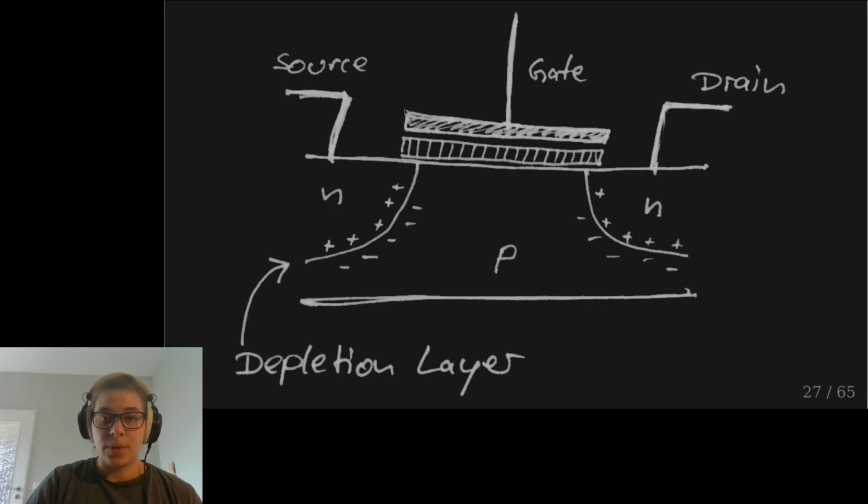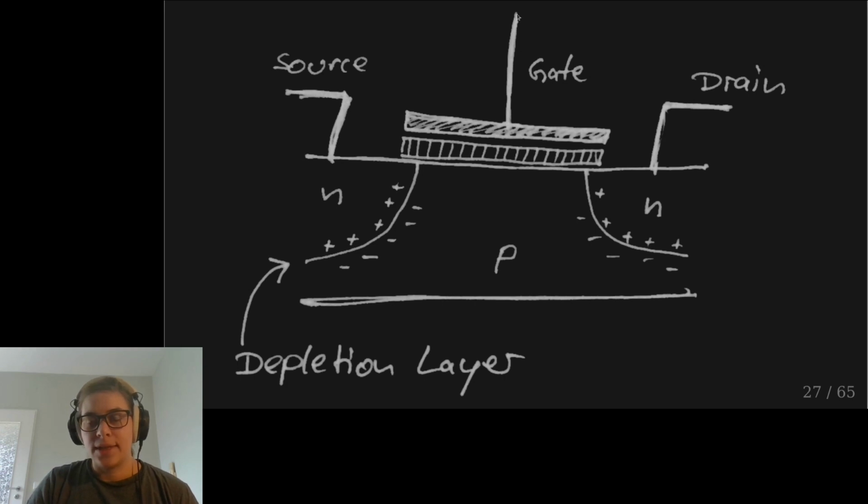The interesting part is now what happens in the next step. It has to do with the gate. The gate is a metal plate, M, that is insulated from the silicon through an oxide layer, O. And then we have the semiconductor layer. So this is the MOS type: a metal, an oxide, and then the semiconductor, our silicon.